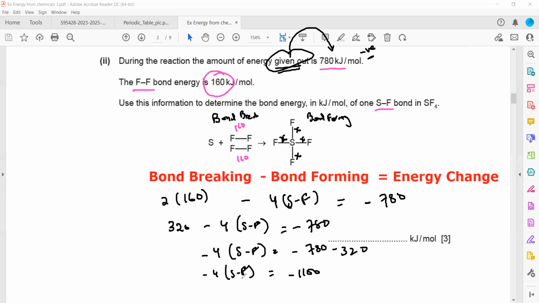If you want the SF bond, the minus 4 is multiplied, so on the other side it will be divided. So the S-F bond energy will be equal to minus 1100 divided by minus 4. Minus 1100 divided by minus 4 comes out as 275 kilojoule per mole. The final answer is 275 kilojoule per mole. Is this example clear?